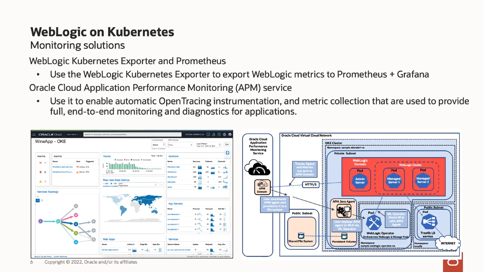Alternatively, or in addition, now you can use Application Performance Monitoring Service in the Oracle Cloud. This is a new Oracle Cloud service that collects traces and spans from the WebLogic instances and helps you analyze application status and performance by providing end-to-end monitoring and diagnostics. So if you are new to Oracle's monitoring solutions, and especially if the application runs in Oracle Cloud, APM is the recommended solution.